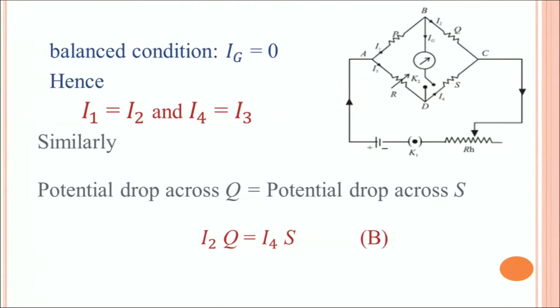Fine. Now, you can similarly discuss the other loop. If this is balanced, if VB is equal to VD, then automatically we also have the potential drop across Q has to be equal to the potential drop across S.